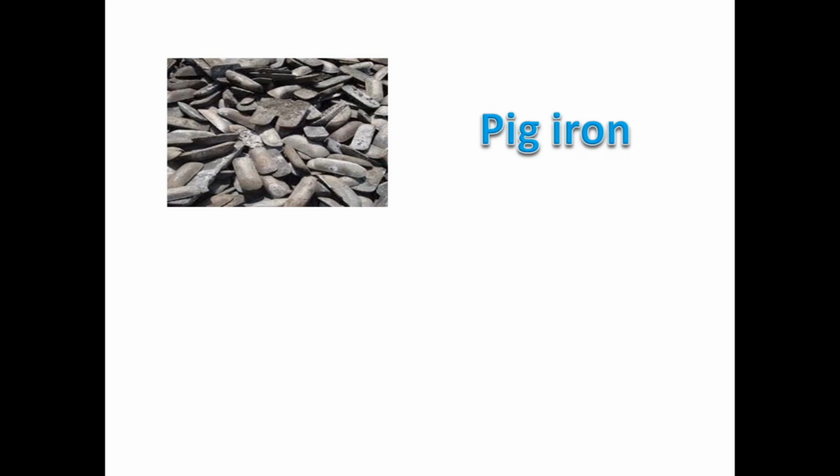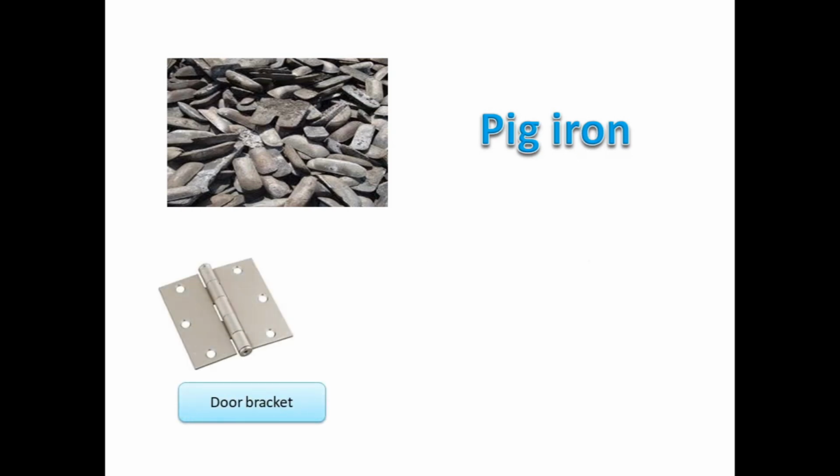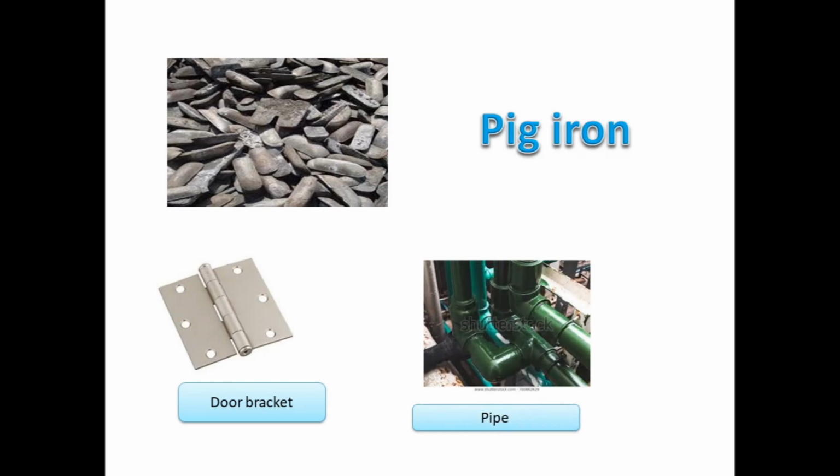Pig iron is a metallic ore. This is a metallic ore that contains 90% of iron. And it has a very high carbon content. And it is used for making door brackets, wheels and pipe works. Okay, children, this pig iron we are using for making door brackets and pipes. Okay, and it does not rust, any rust. Okay, children.